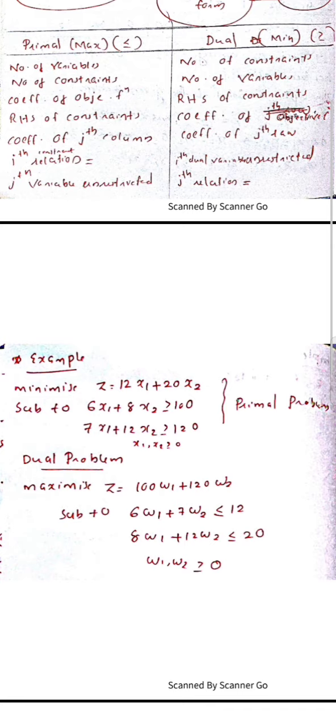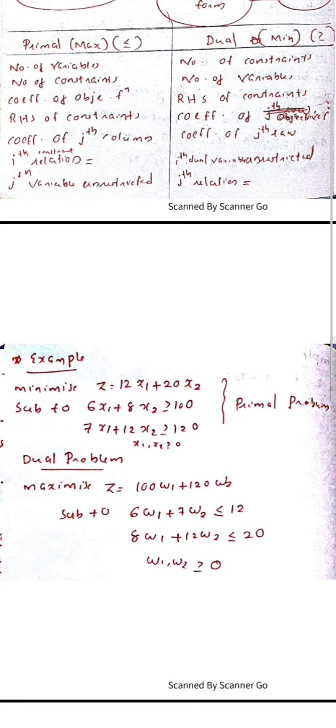ആൻഡ് നെക്സ്റ്റ് കൺസ്ട്രെയിൻ ചെയ്യുക, ദാറ്റ് ഈസ് 7x1 പ്ലസ് 12x2. Again that row coefficient, that is 7 and 12 become the column coefficient in the dual problem, that is the w2 ന്റെ coefficient ആയി മാറും. So we get constraint 6w1 plus 7w2 and 7w1 plus 12w2.